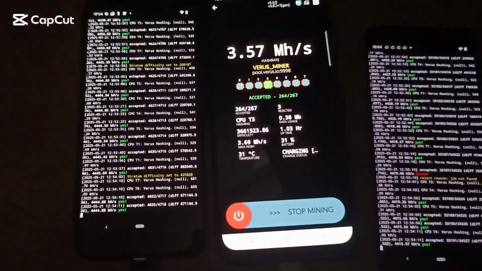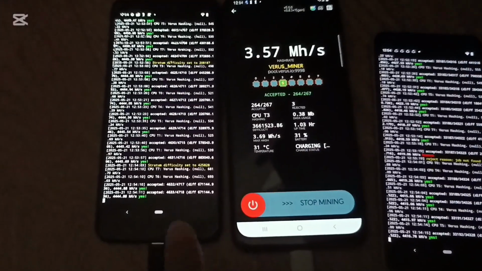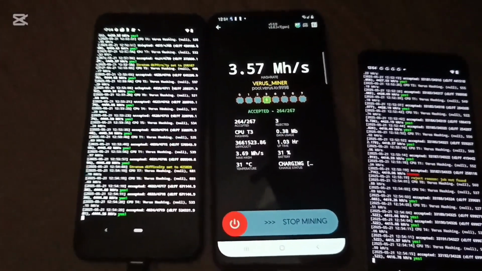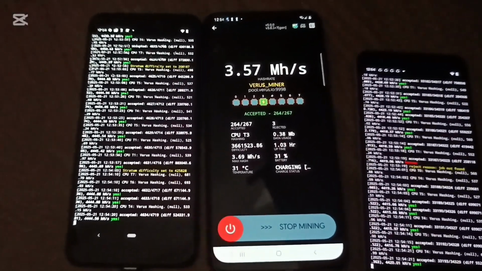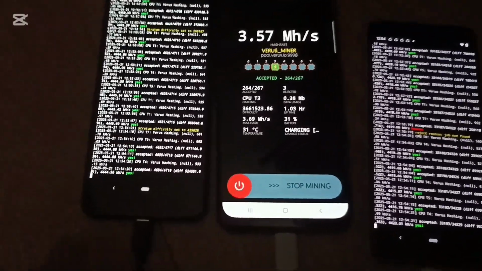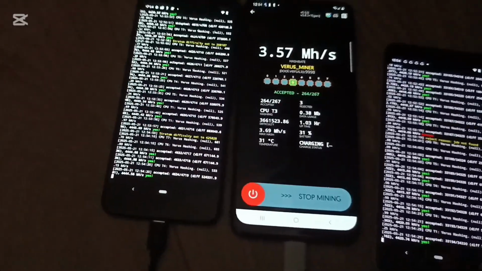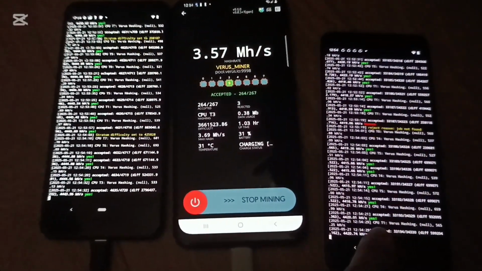Just started with Verus mining. So currently I bought three second hand phones from Facebook Marketplace. This one is a Google Pixel 3A, and this one is also a Google Pixel 3A.